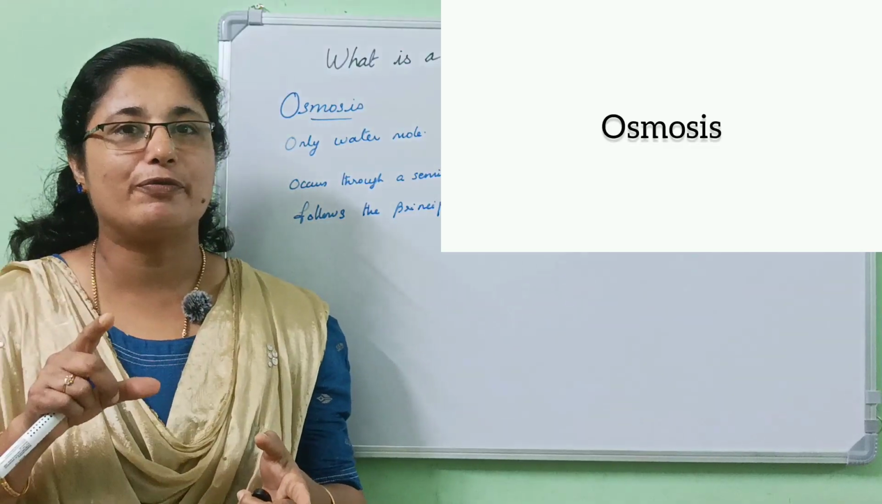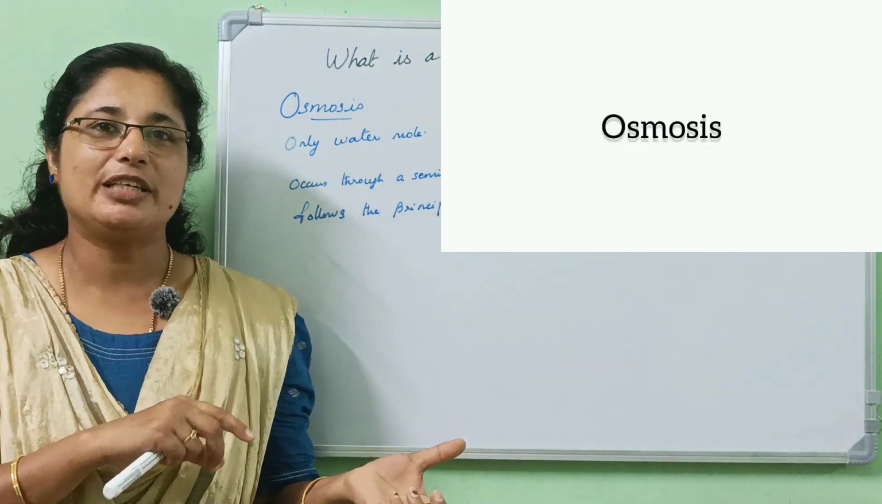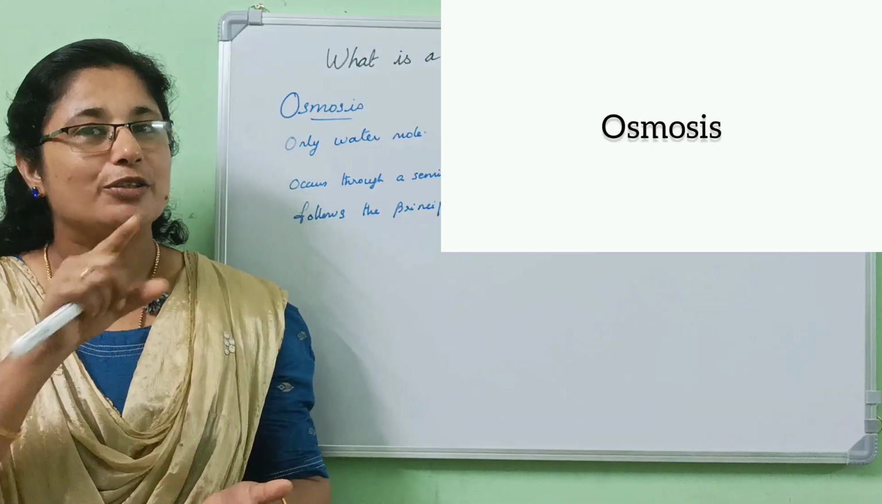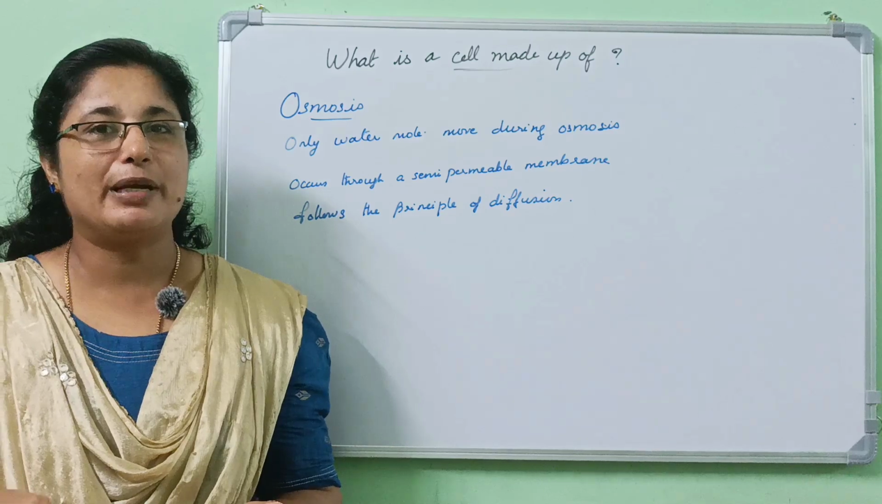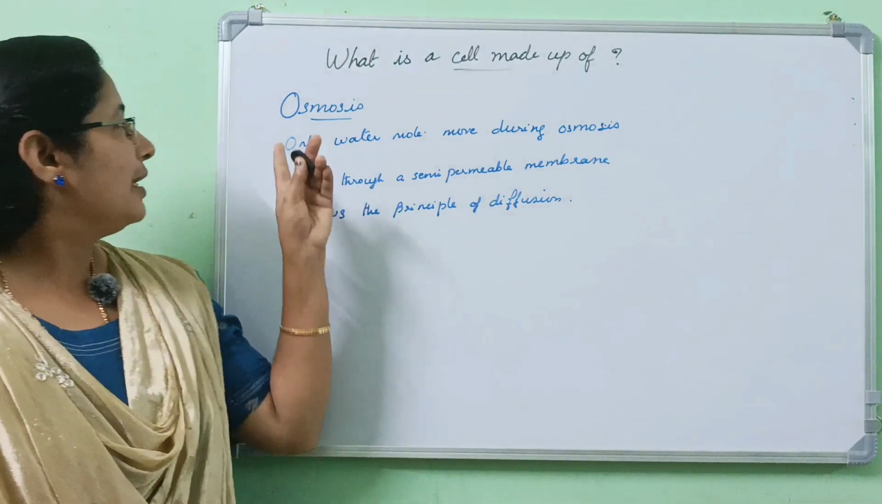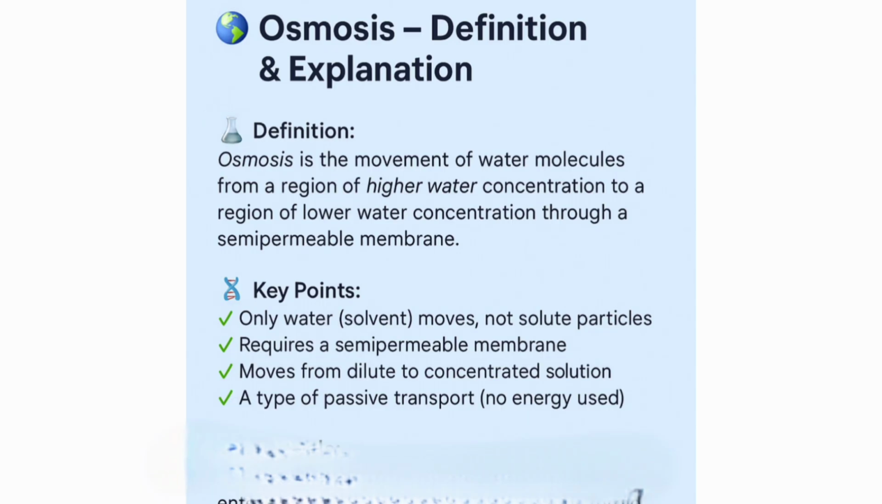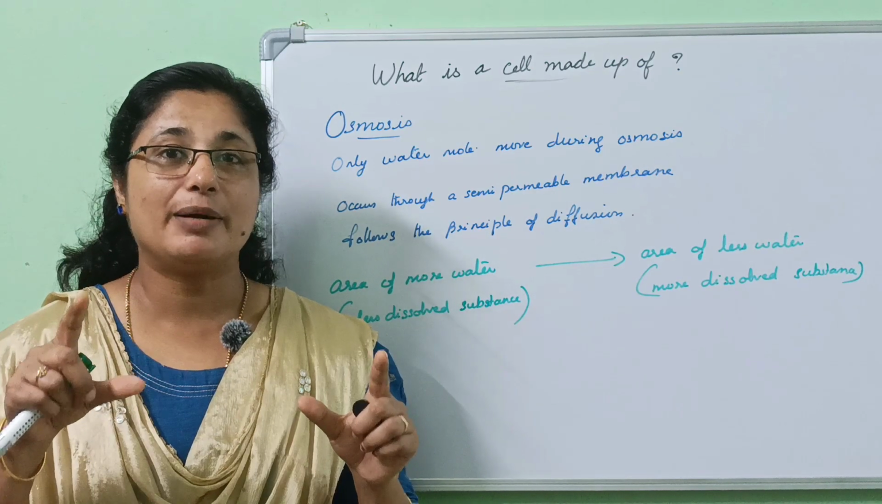So osmosis is the movement of water from its region of higher concentration to the region of lower concentration through a semi-permeable membrane, or the selectively permeable membrane, or the plasma membrane. So, during osmosis, only water molecules move through the plasma membrane, and it follows the principle of diffusion. Osmosis follows the principle of diffusion, but in it only the movement of which type of molecules occurs? Water molecules. Also, the movement of water across the plasma membrane depends on the amount of substance.